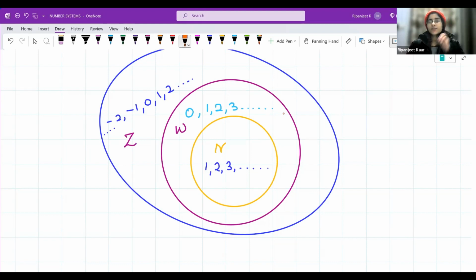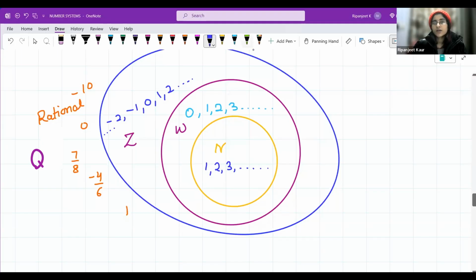After this, what were the next numbers that were not there? You remember these numbers like 7 over 8, minus 4 over 6, 0, 1, minus 10, and so on. Do you remember what they were called? Yes, they were called rational numbers. How did we represent them? With Q, right?